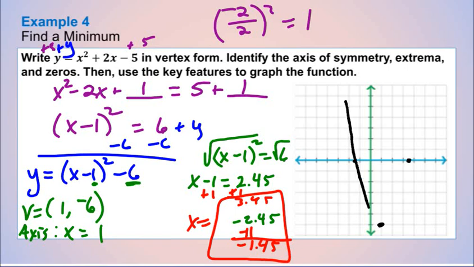And then I can graph my parabola. You could also do that on your graphing calculator. That would be my graph.